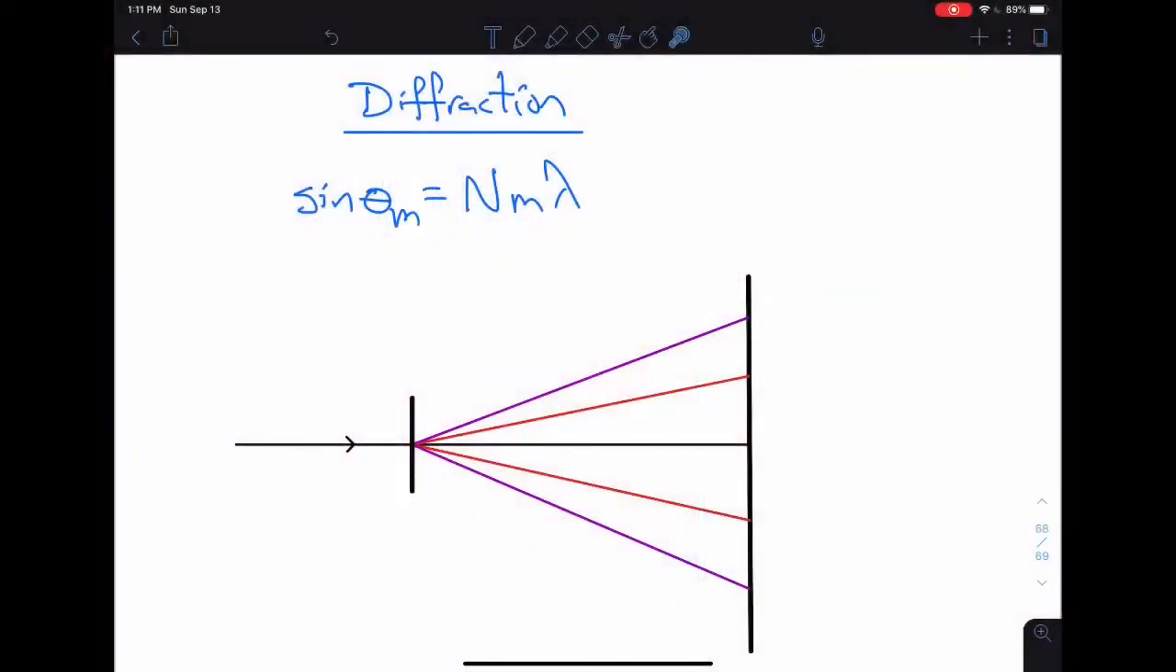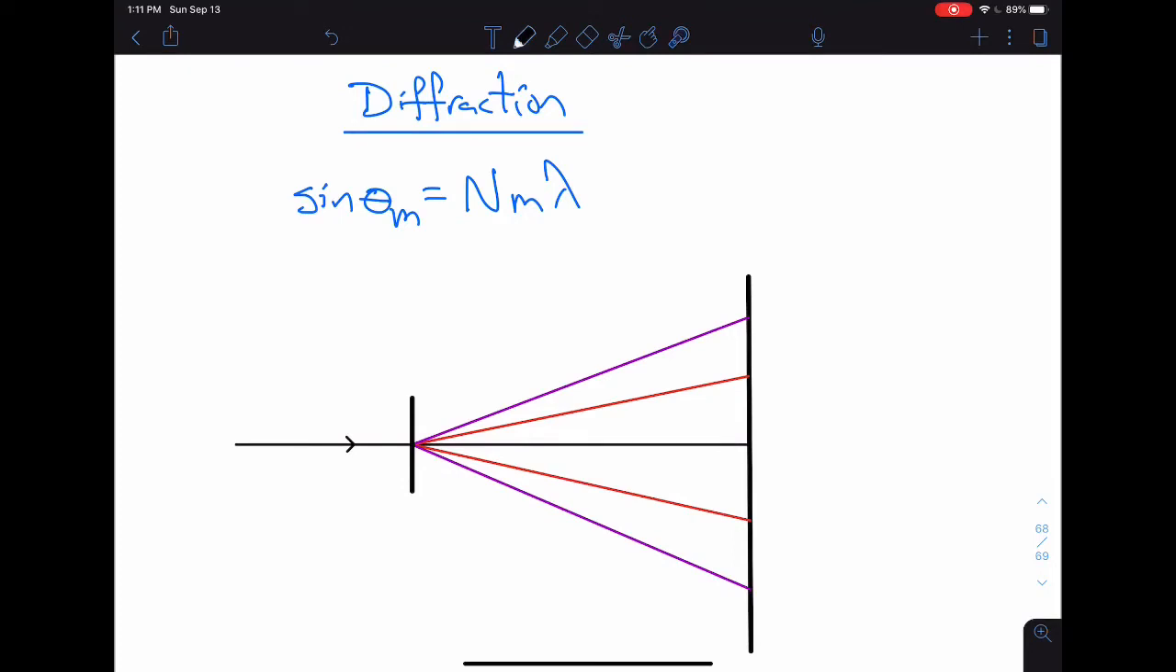So this is the formula for diffraction grating. Sine of theta sub m equals n times m times lambda. Lambda, of course, is the wavelength. Big N, right here, this is the number of lines per unit distance. So lines per meter, lines per centimeter, lines per millimeter. It's the linear line density on the diffraction grating.